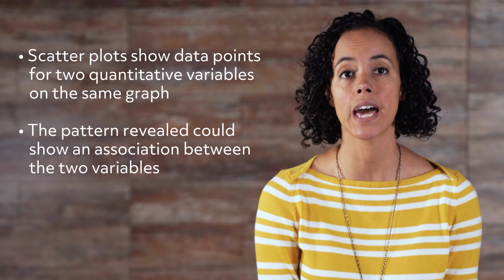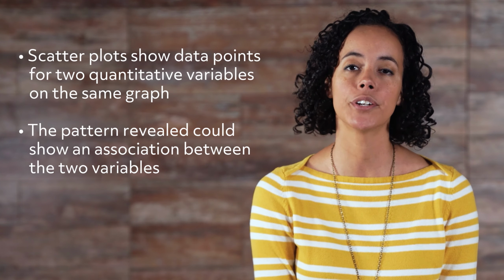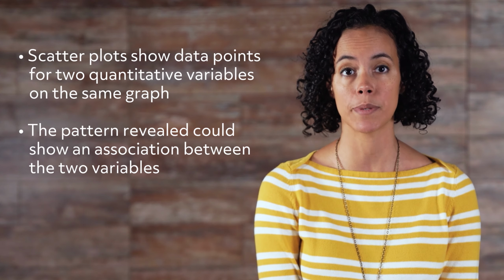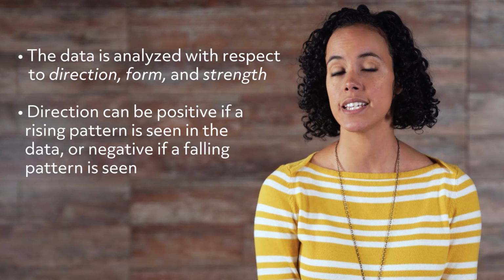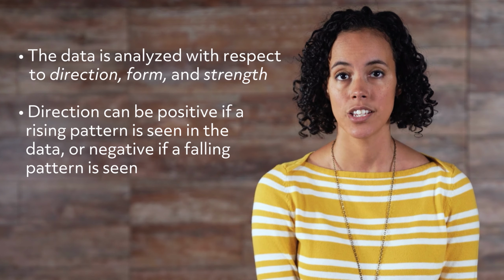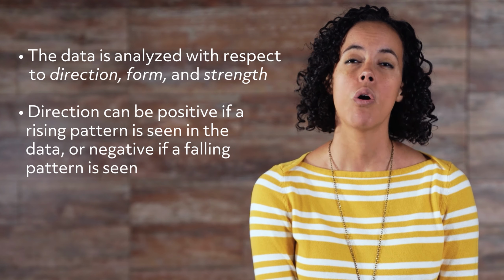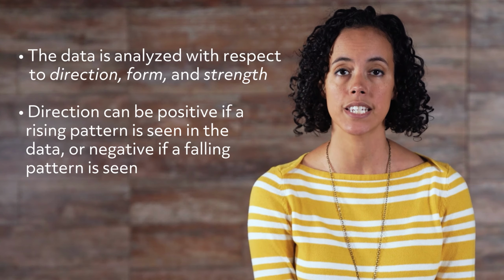Scatter plots show data points for two quantitative variables on the same graph. The pattern revealed could show an association between the two variables. The data is analyzed with respect to direction, form, and strength. Direction can be positive if a rising pattern is seen in the data, or negative if a falling pattern is seen. The form of the scatter plot identifies whether the data appears somewhat linear, curved, or cone-like in shape. Strength associates how tightly the points are gathered.